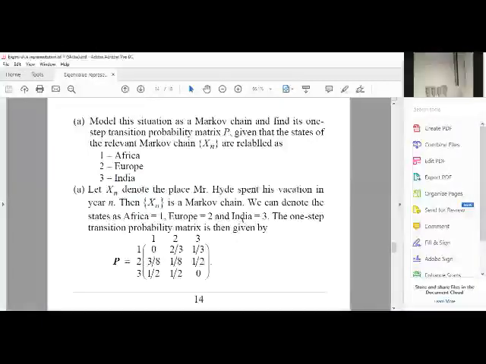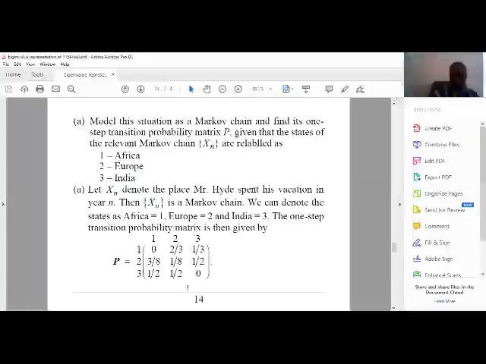Yes. Great. So first, you denote XN. You use XN to denote the place where Mr. Hyde spent his vacation in the year N. So we use this as a Markov chain. We can denote the state Africa as 1, Europe as 2, and India as 3. So the one-step transition probability matrix is then given by this.